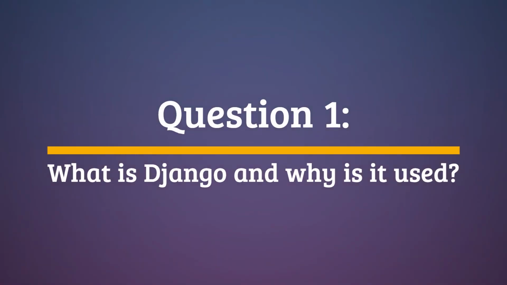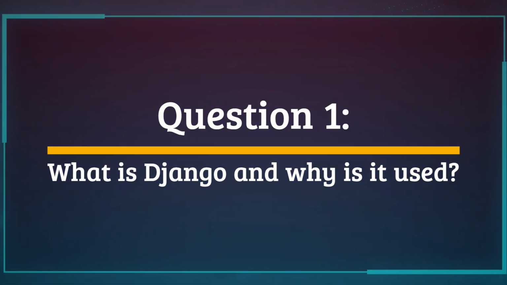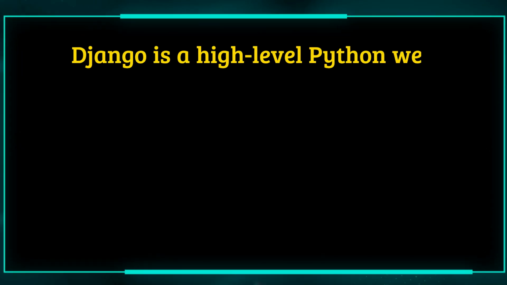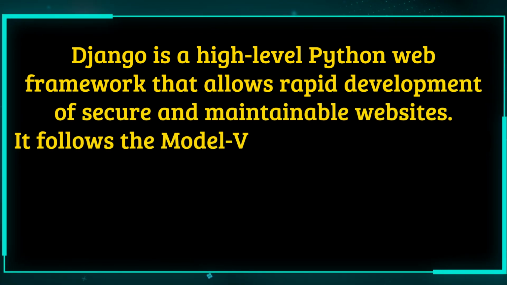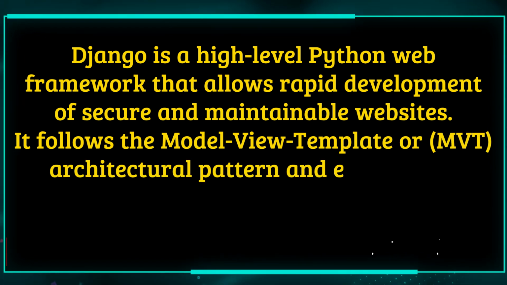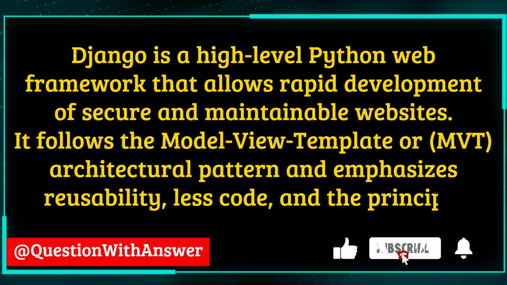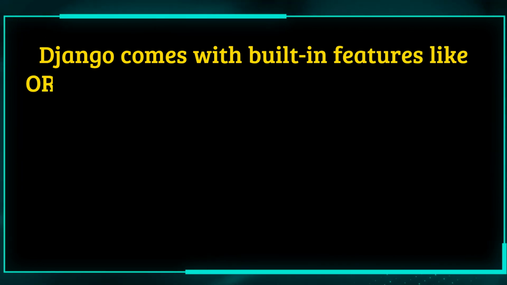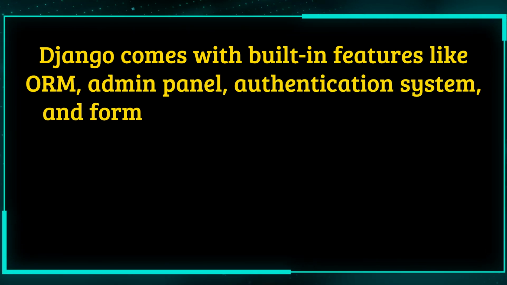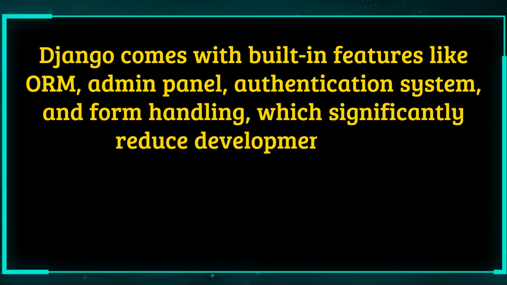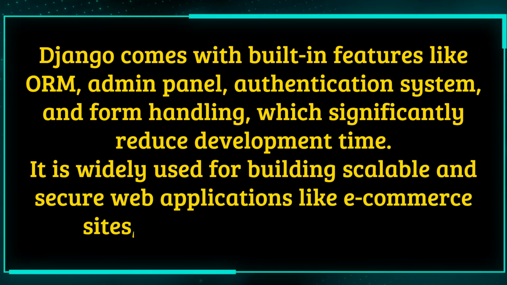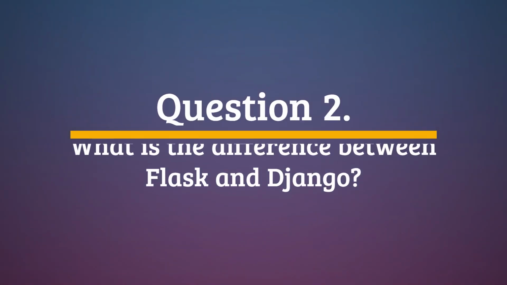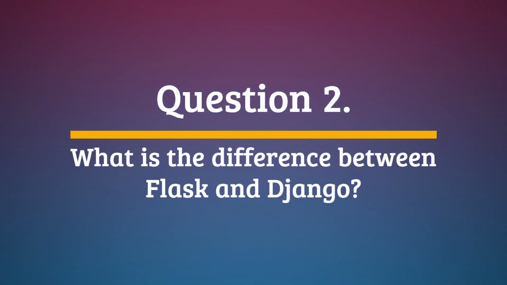Question 1. What is Django and why is it used? Answer. Django is a high-level Python web framework that allows rapid development of secure and maintainable websites. It follows the Model View Template, or MVT, architectural pattern and emphasizes reusability, less code, and the principle of Don't Repeat Yourself, or DRY. Django comes with built-in features like ORM, admin panel, authentication system, and form handling, which significantly reduce development time. It is widely used for building scalable and secure web applications like e-commerce sites, social networks, and APIs.